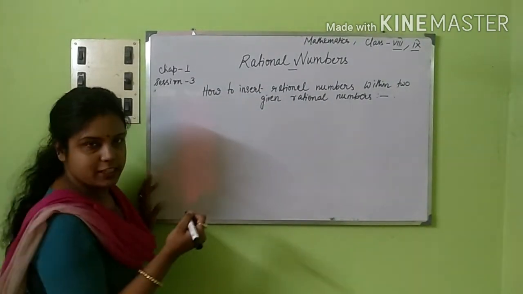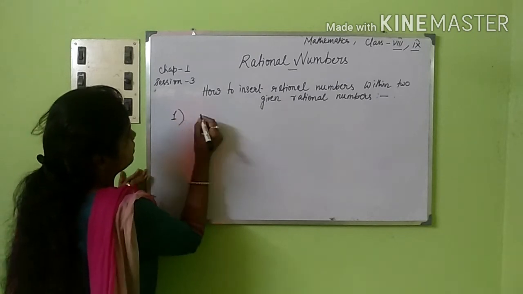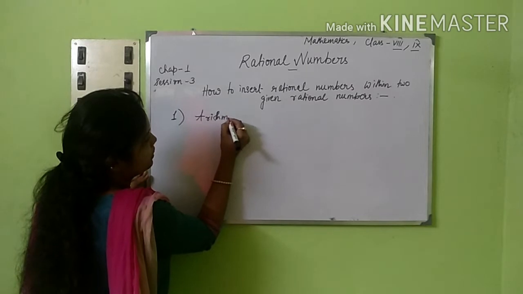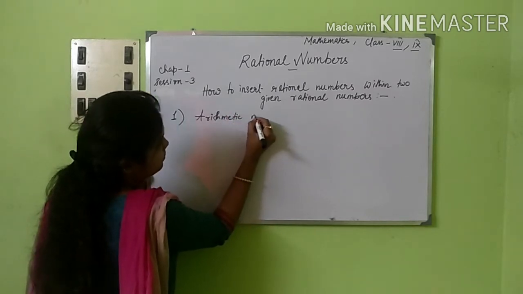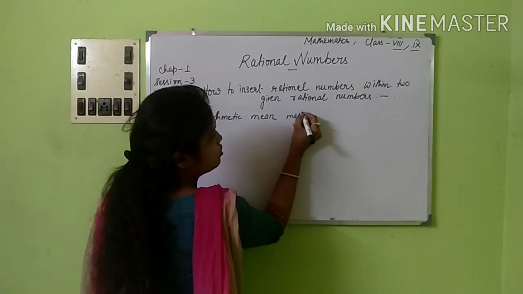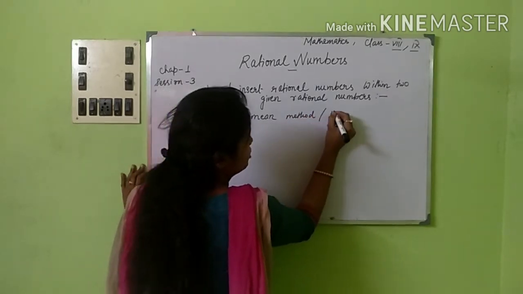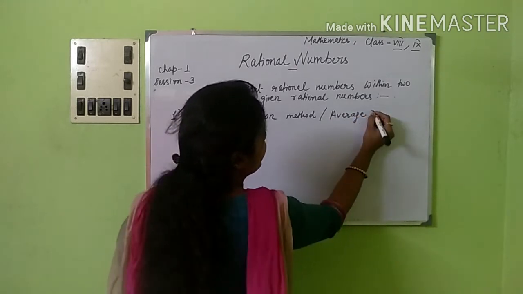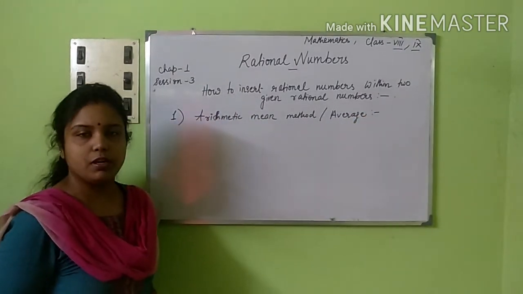So the first process is the arithmetic mean method. Arithmetic mean method. This method can also be known as average. Okay, by the way you find out the average of two numbers.